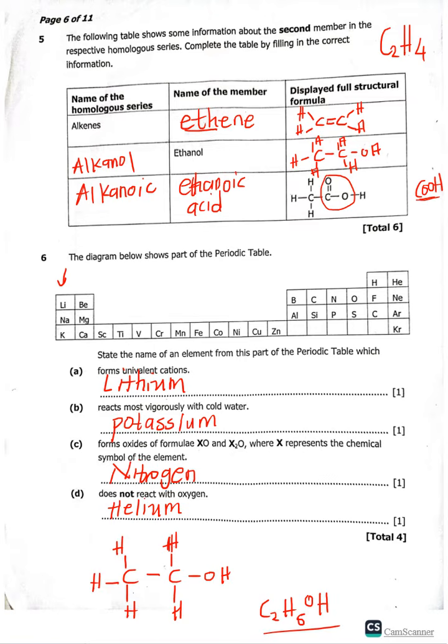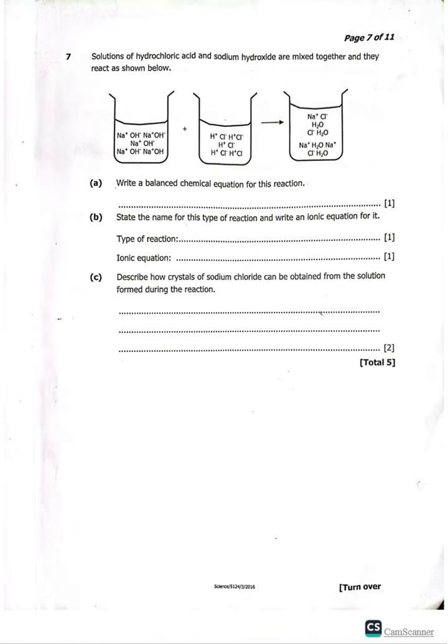Now let's move on to question 7. Solutions of hydrochloric acid and sodium hydroxide are mixed together and they react as shown. Here, this is a base, then we have an acid here. So we are looking at the reaction between a base and an acid. Now let's look at the first question.